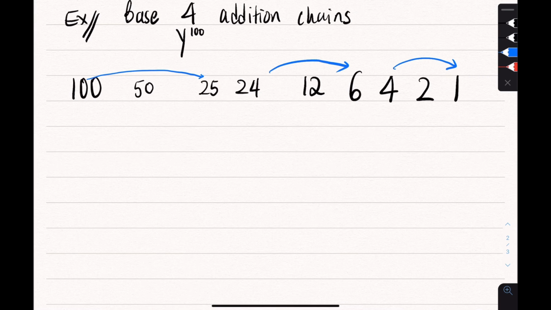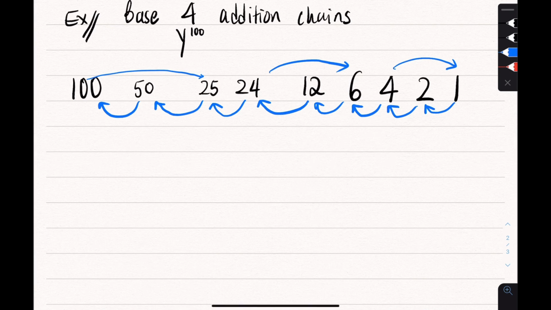Let's move up the chain and see if everything is good. 1 plus 1 is 2, 2 plus 2 is 4, 4 plus 2 is 6, 6 plus 6 is 12, 12 plus 12 is 24, 24 plus 1 is 25, 25 plus 25 is 50, and 50 plus 50 is 100. Great, we have a valid addition chain. Let's try it with the second method, where we divide by 2 outright. I'm just going to write it down because I hope you see what's happening.